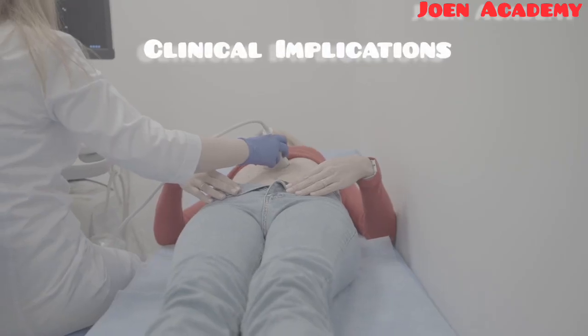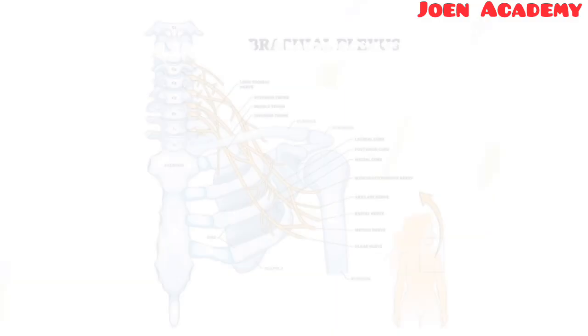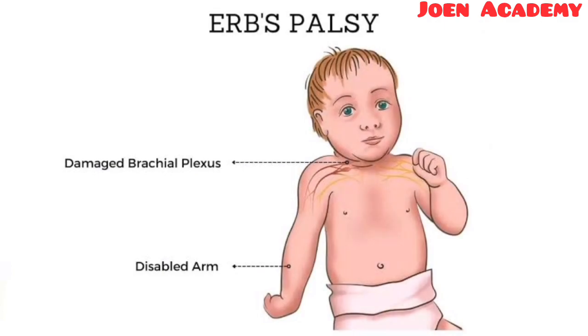The clinical implications are basically conditions that will arise when there is damage to any part of the brachial plexus, such as Erb's palsy, the winging scapula, and others.